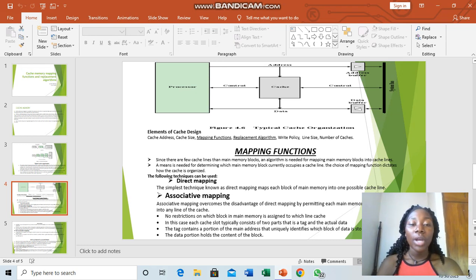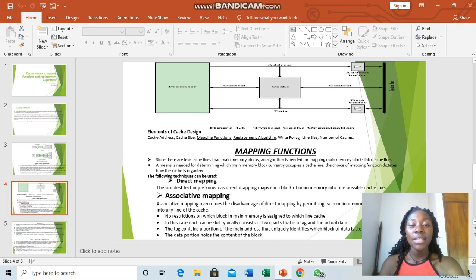First, we're going to talk about direct mapping. The simplest technique, known as direct mapping, maps each block of main memory into only one possible cache line. We also have associative mapping, which is another type of mapping. Associative mapping overcomes the disadvantage of direct mapping by permitting each main memory block to be loaded into any line of the cache. So in associative mapping, there are no restrictions.